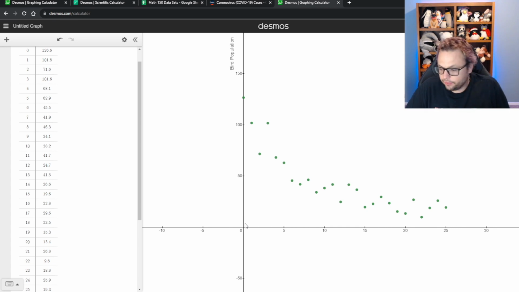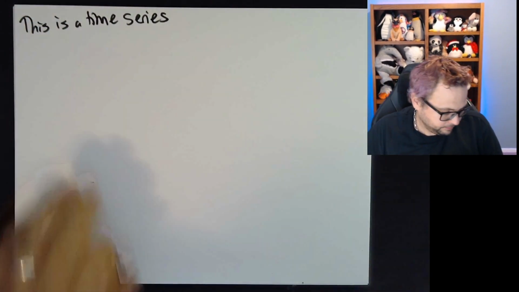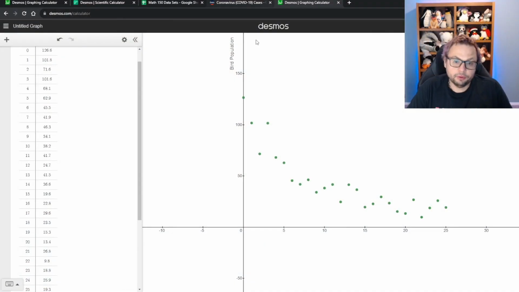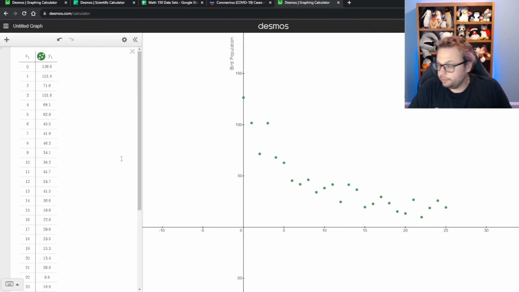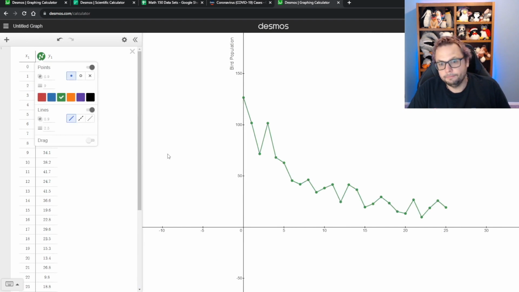Okay. So first thing to note, this is a time series, because we're giving how this thing is changing over time. And so one of the things we've learned that we do with time series is we usually want to turn on the connecting lines. Now, you might notice when you do turn on the connecting lines like this, that this data is sort of bouncing all over the place.